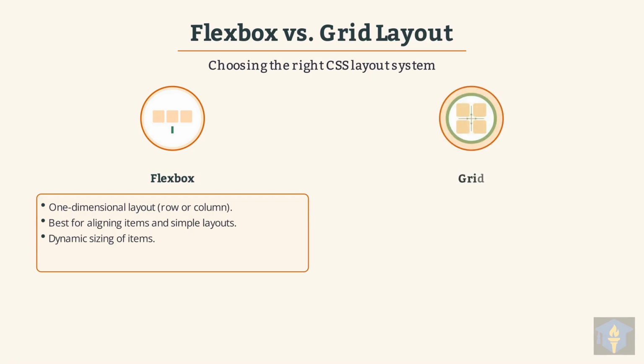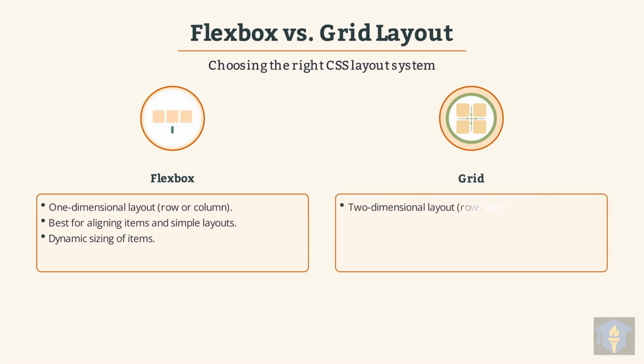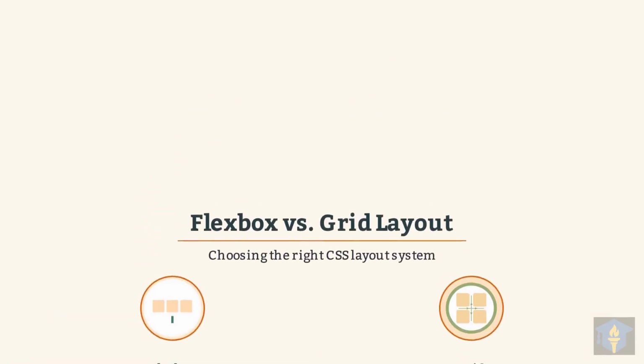Now, let's shift our focus to CSS Grid and understand its unique capabilities for layout design. In contrast, CSS Grid is built for two-dimensional layouts, enabling you to manage both rows and columns simultaneously. It is ideal for complex layouts where you need precise placement and alignment of elements within a structured grid. CSS Grid offers superior control over the precise placement of items, making it perfect for intricate page structures.